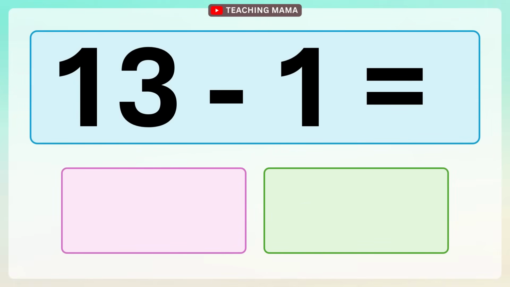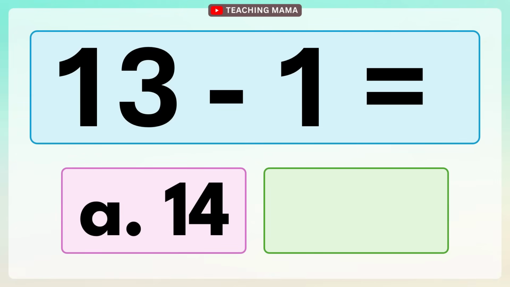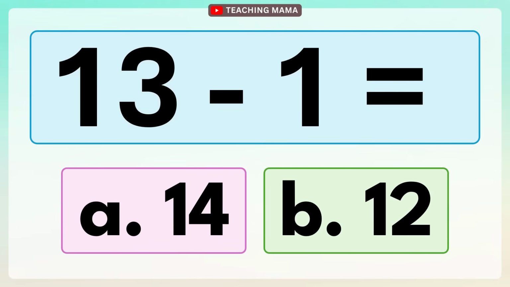13 minus 1 equals A. 14. B. 12. What is the answer? B. 12.